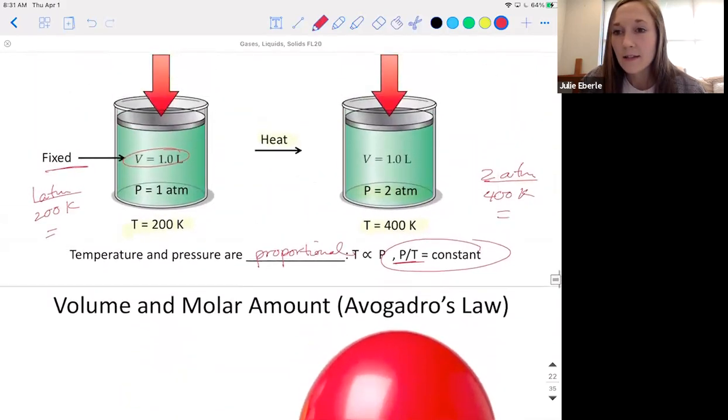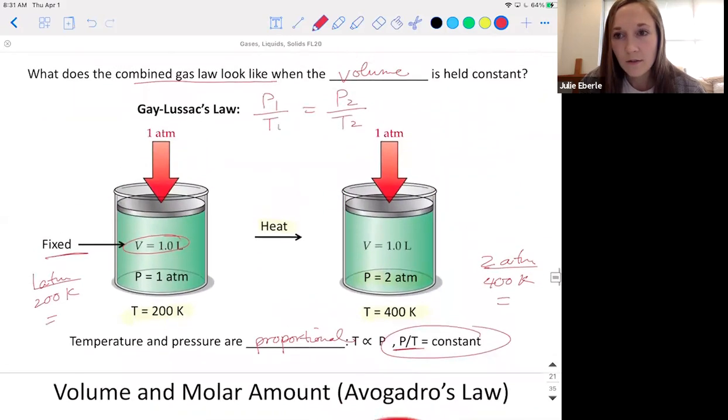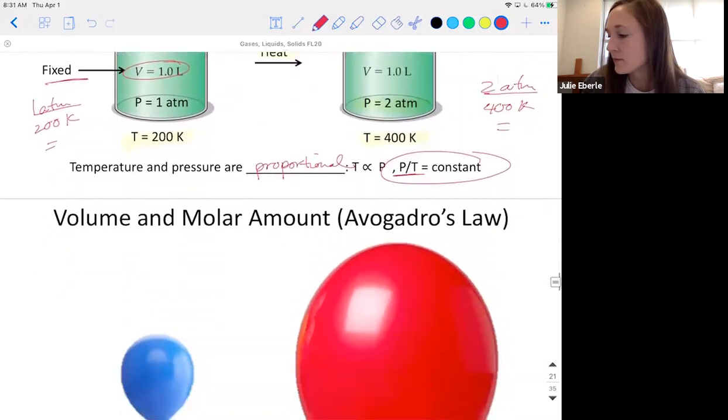All right, that is the 3 individual gas laws: Boyle's law, Charles' law, Gay-Lussac's law. They're the same. Good, thank you, Will.